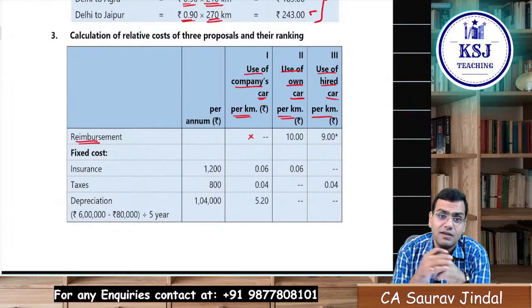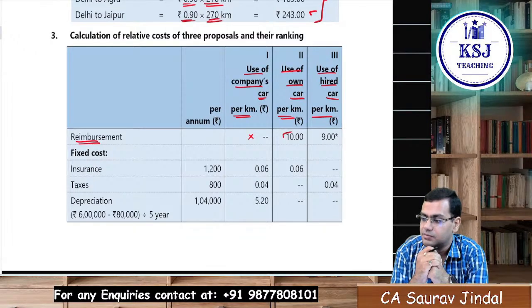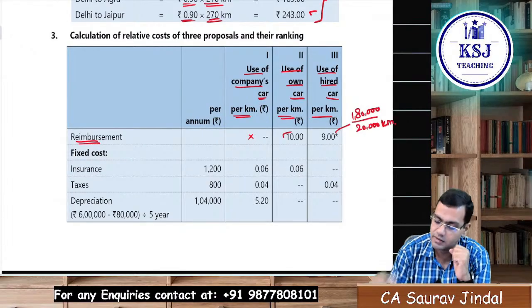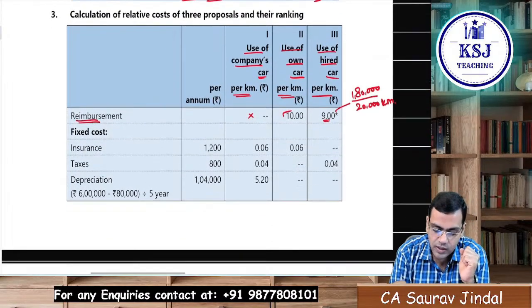In the second case, if the employee uses his own car, the company will pay him 10 rupees per kilometer. And in the third case, if they hire a car from an outside agency, they will have to pay 1,80,000 per year. In 1 year they are traveling 20,000 kilometers. So what will be the cost per kilometer? 9 rupees.